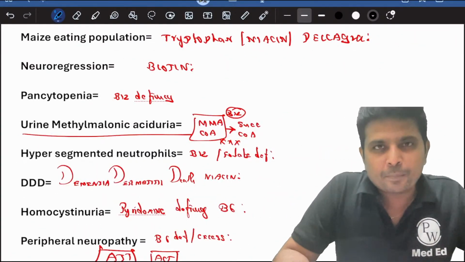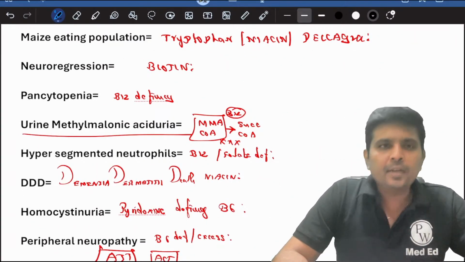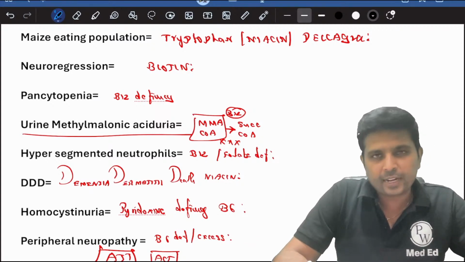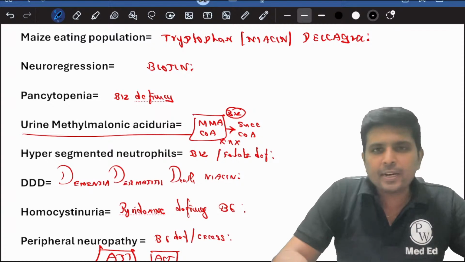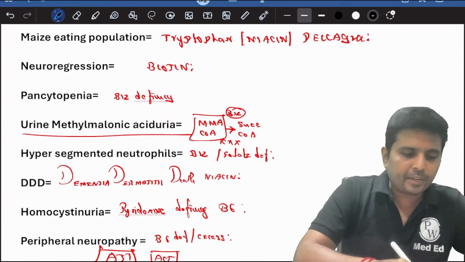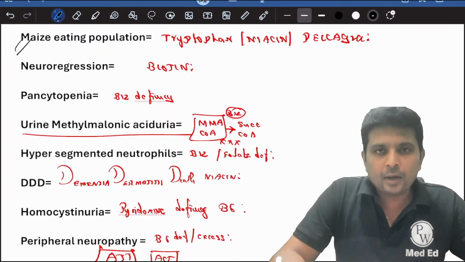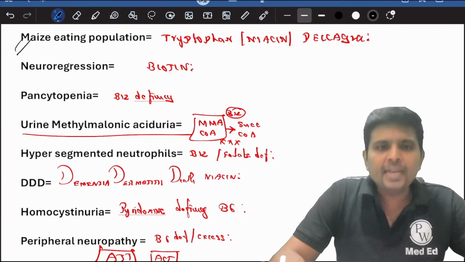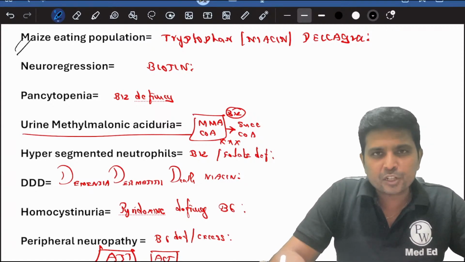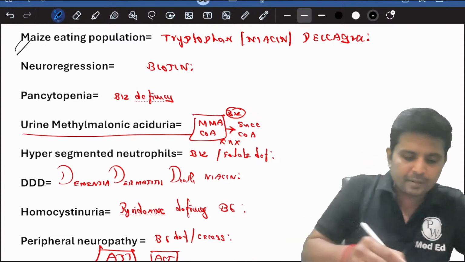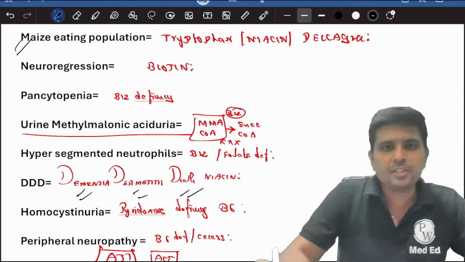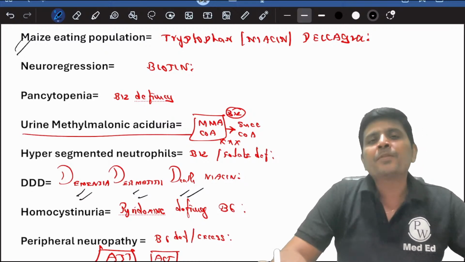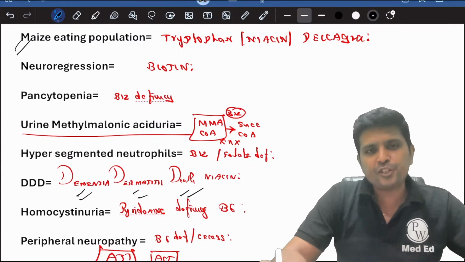Maize eating population. You all know that pellagra is characterized by deficiency of tryptophan or niacin, the precursor. Remember, in maize eating population, tryptophan will be in the bound form and cannot be released to the blood, characterized by the manifestation of diarrhea, dermatitis and dementia. Diarrhea, dermatitis and dementia, as well as the 4th D, death, which occurs as a result of niacin or tryptophan deficiency.